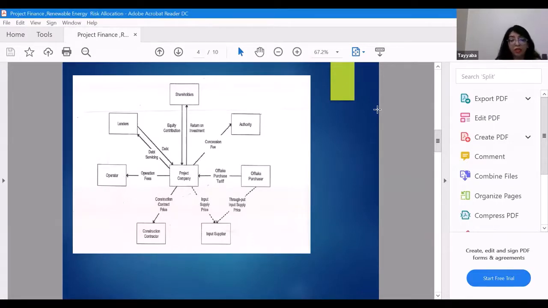And then obviously the regulators are there. Regulators have to give approvals for so many things. For example, NEPRA has to give approval for tariff. EPA, the Environmental Protection Agency, has to give clearance for environment. And there are so many other approvals required from other bodies at the site or for other matters.